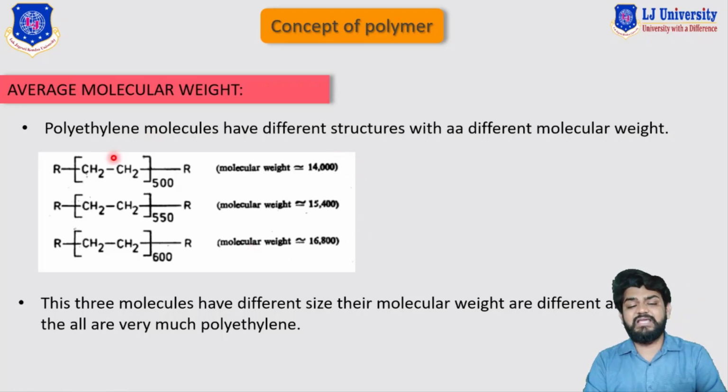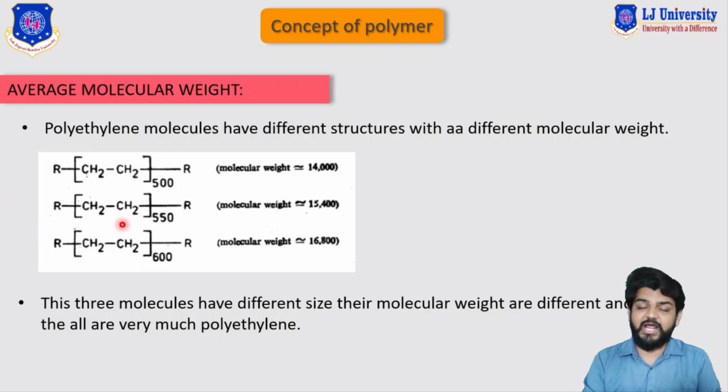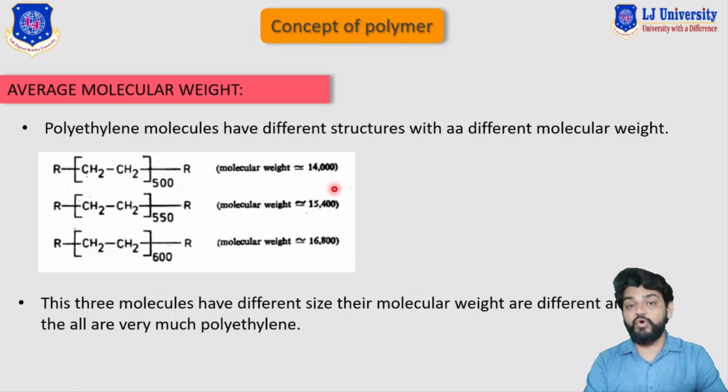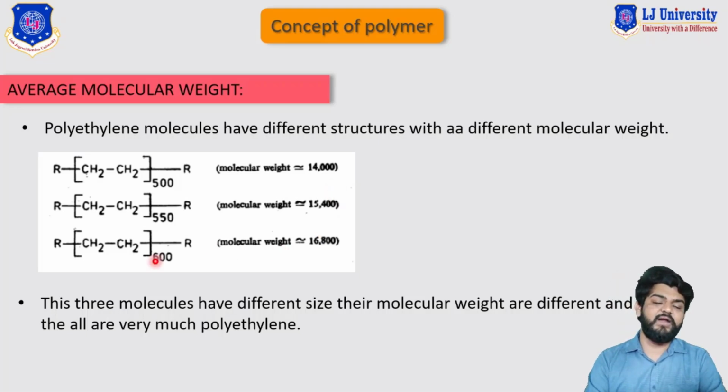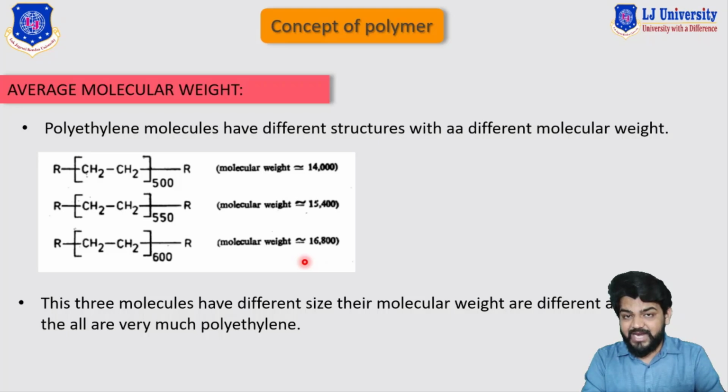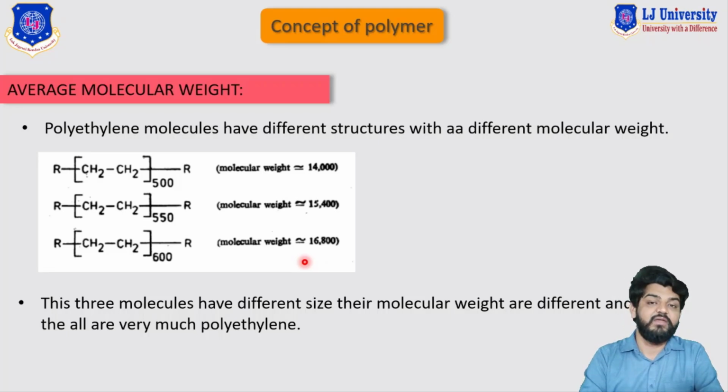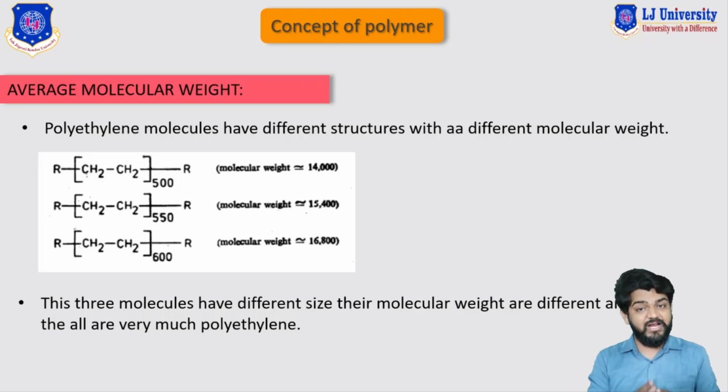So as you can see here, all of these structures are polyethylene, but they have a significant change in their molecular weight. The first one has a molecular weight of 14,000, while the last one has a molecular weight of approximately 17,000, which shows that even though your final product is the same polyethylene, its molecular weight can be changed.